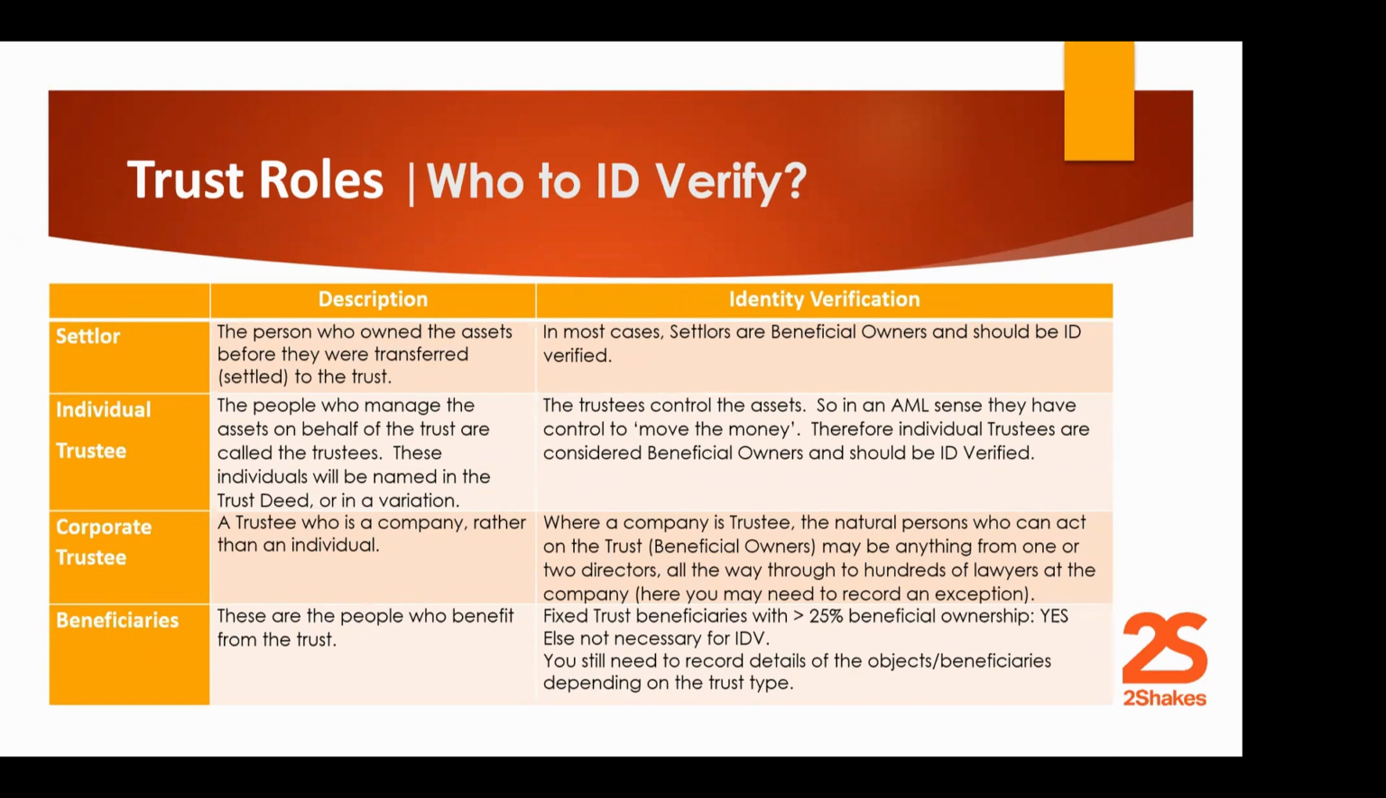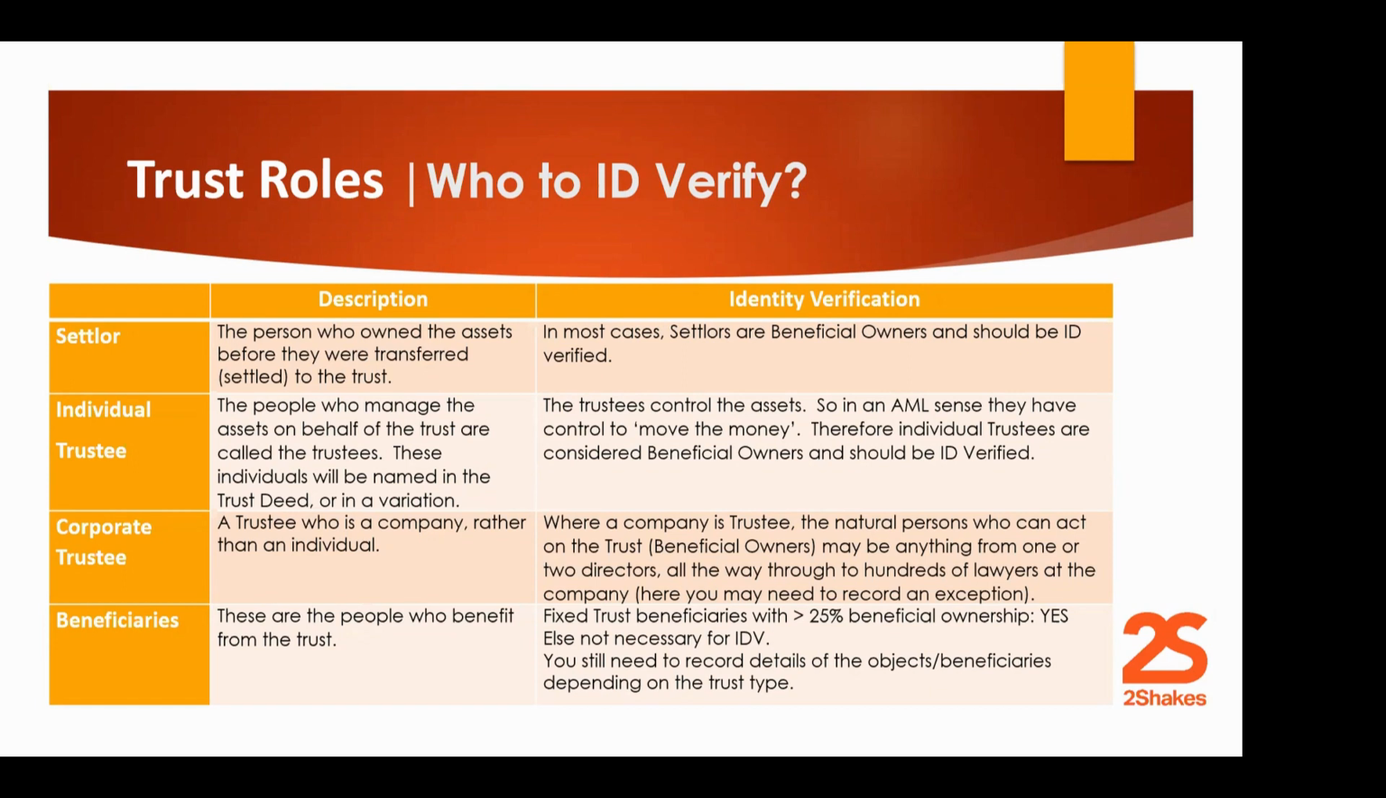Then there's individual trustees. Now, often these will be people who were the settlor and they've become trustees, or people who have come on subsequently. They're managing the assets on behalf of the trust. And so they'll be named either in the original deed or in a later variation that appoints them. The trustees are in control. They are controlling the assets. They are beneficial owners of the trust. So any trustees need to be ID verified.